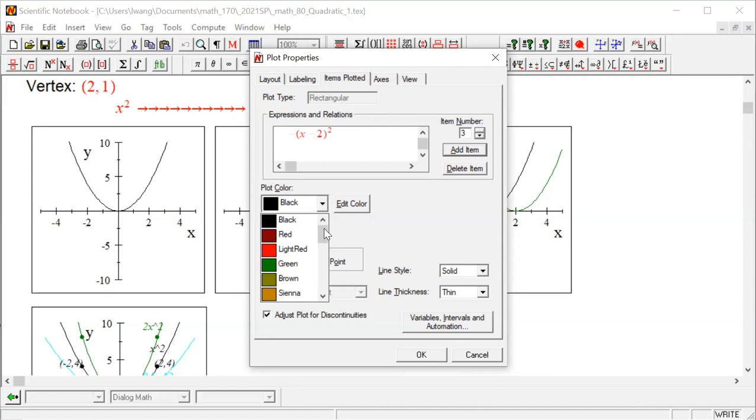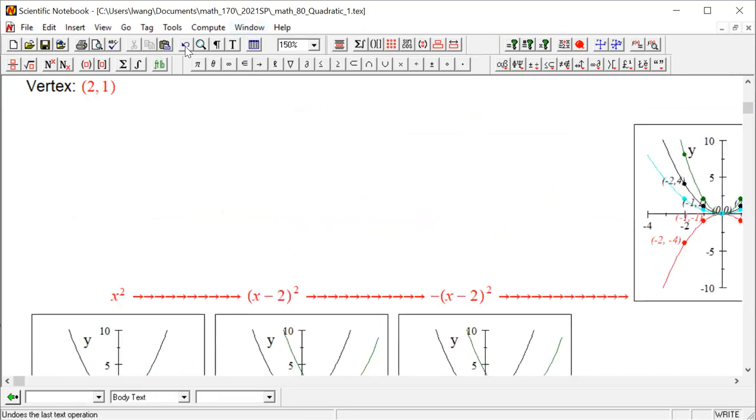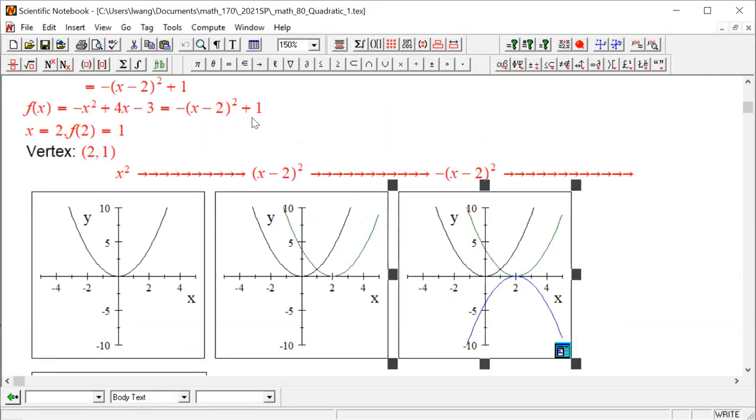So I'm going to change the color to blue. Let's see, how about purple, magenta, light blue? Okay, that should do it. You can see the vertex stays at 2, 0. And last but not least, finally, we're getting shifted up by 1 unit.